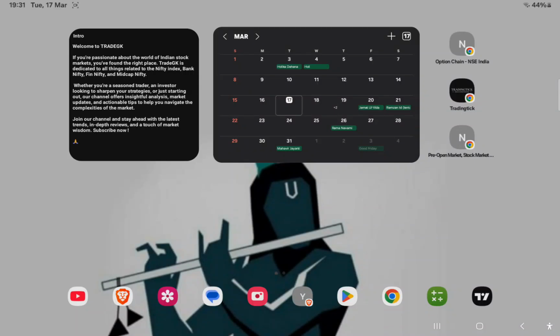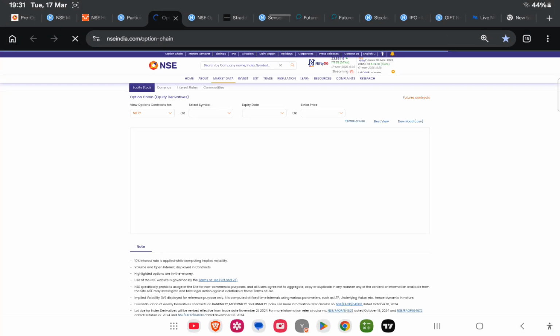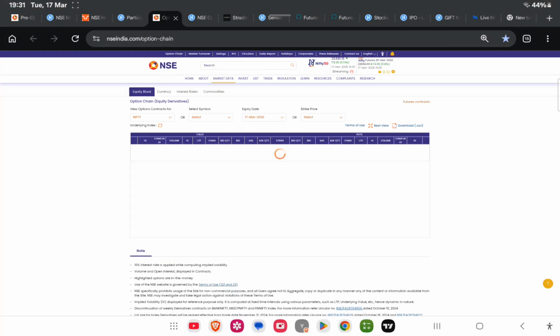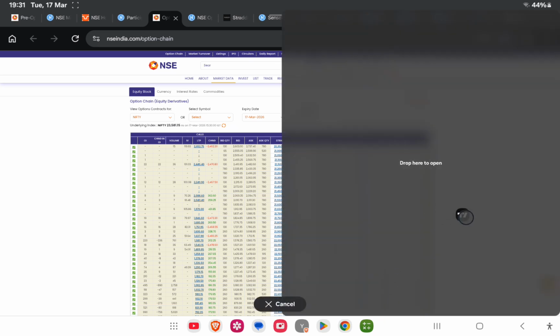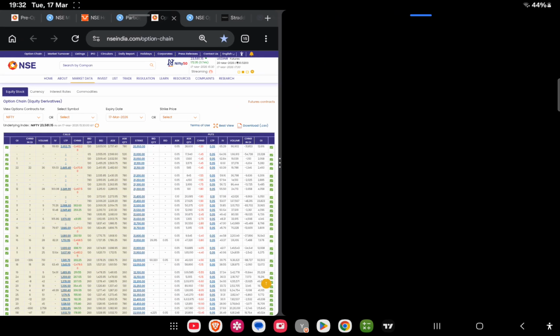So today we are going to discuss backtesting on option selling. Okay, we'll start with the NSE website. This website provides us all the data with Nifty, Bank Nifty, all the indices and stocks. This is the official Indian website where you can check all the option selling data as well as option buying data. We are option sellers, so my major focus is on option selling. Okay, so let's get started.